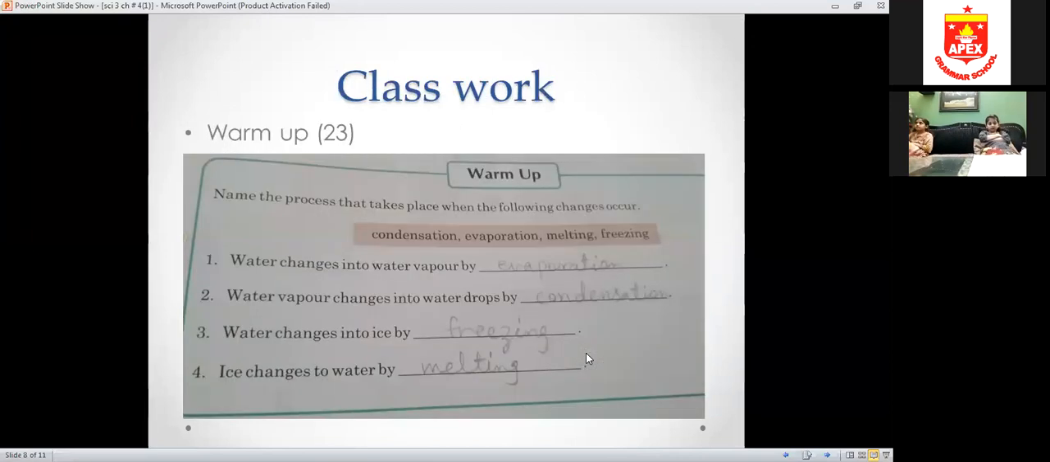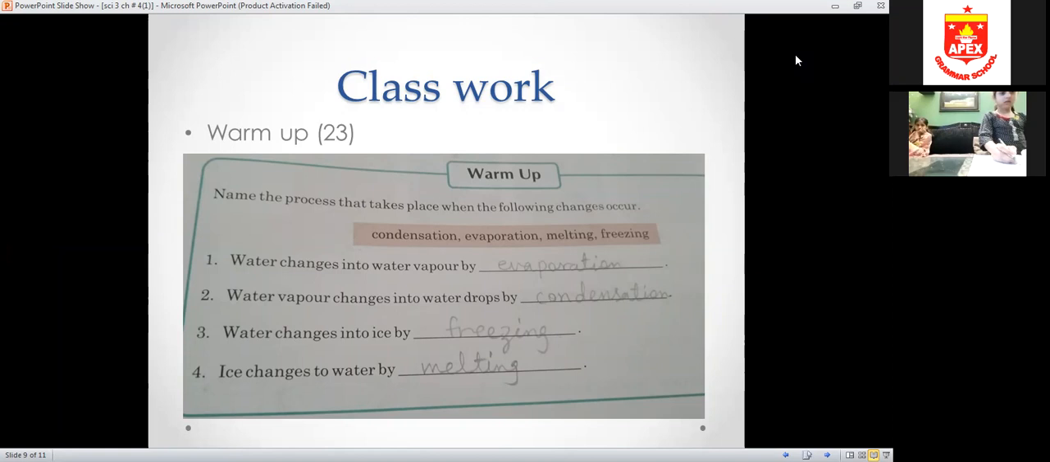So all these four processes I have explained to you. Now moving forward to your books. Students, take out your books, open page number 23, and take a pencil in your hands. So everyone open page number 23 and note it down in your books.